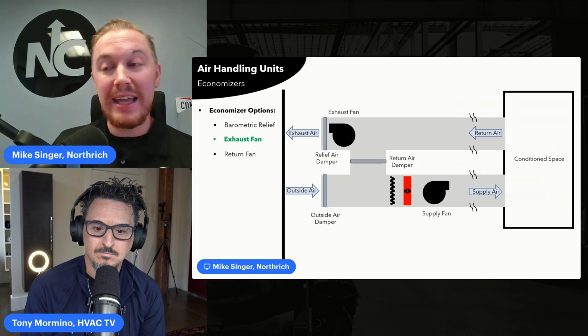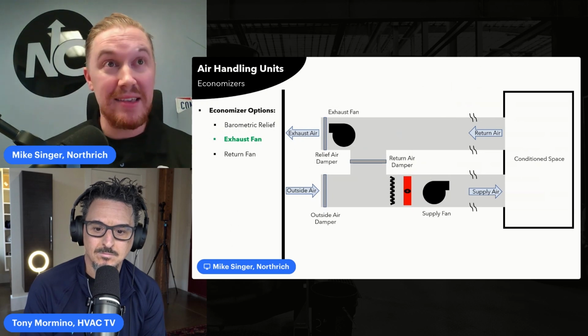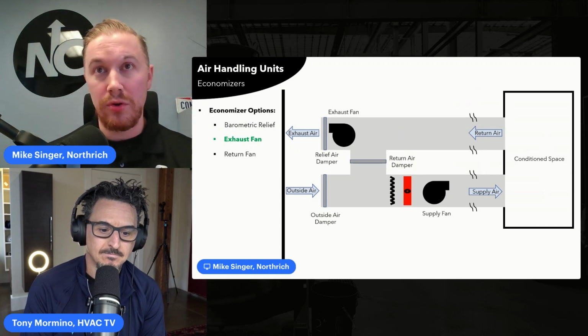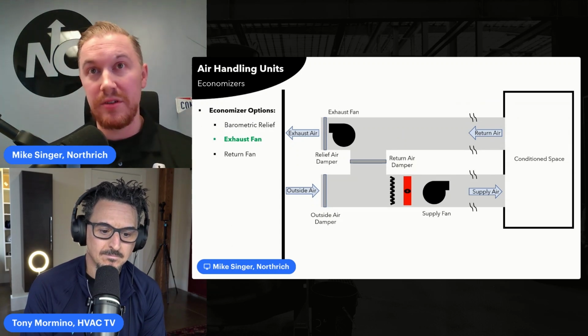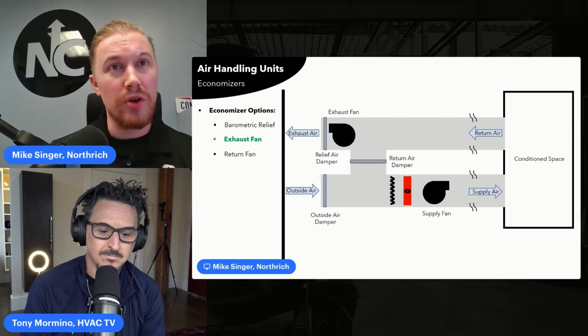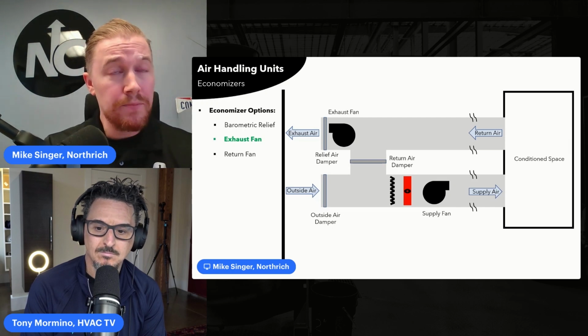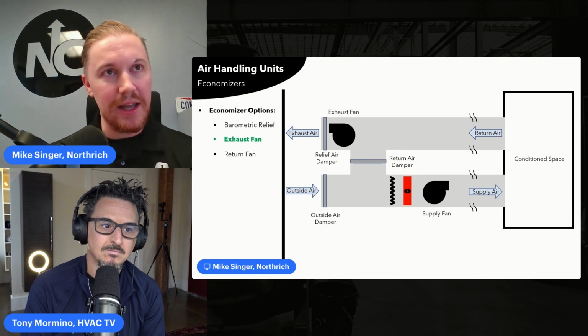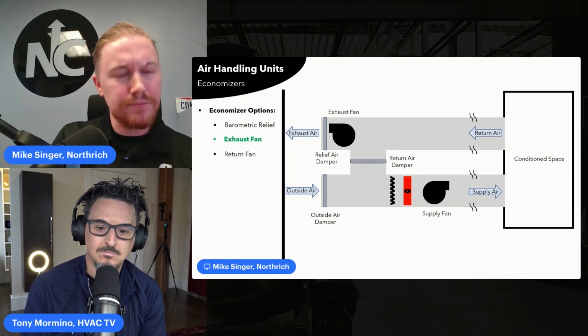But most importantly, it lets us maintain space pressurization. So how is that exhaust fan controlled? Typically a space pressure sensor in the conditioned space. If we're trying to maintain plus 0.1 and we are over pressurized in the space, our exhaust fan will modulate on and relieve pressure out of the building.